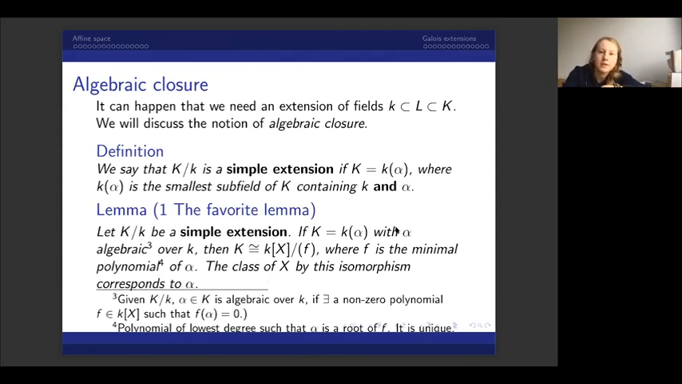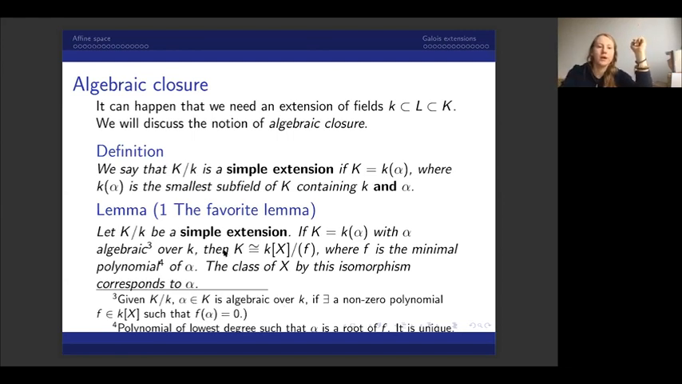In case we have forgotten what it means to be algebraic, here is a reminder. If you have a field extension, capital K over small k, and alpha belongs to capital K, we say it's algebraic over small k if there exists a non-zero polynomial f with coefficients in small k such that f of alpha is zero. So it's algebraic if you find a polynomial which is not trivial and such that alpha is a root. And minimal just means that it's of the smallest degree such that alpha is a root, and there's a statement that says that it is unique. It is unique. Okay? And so this is the favorite lemma.